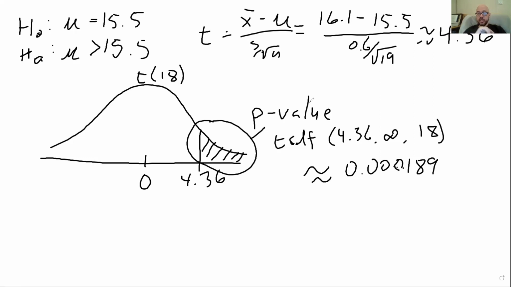Now, notice that this is smaller than any reasonable alpha. Our alpha of 5%, the standard alpha, is clearly larger than that. We're going to want to reject the null.